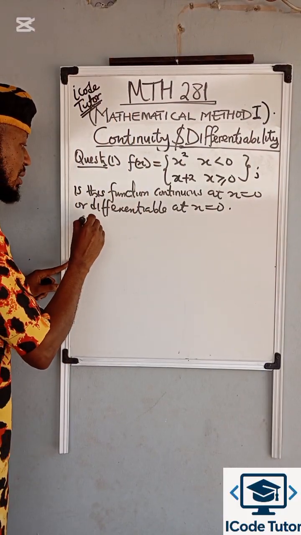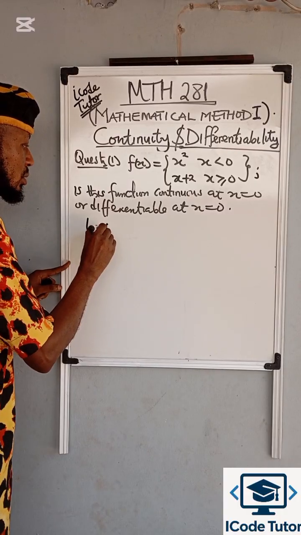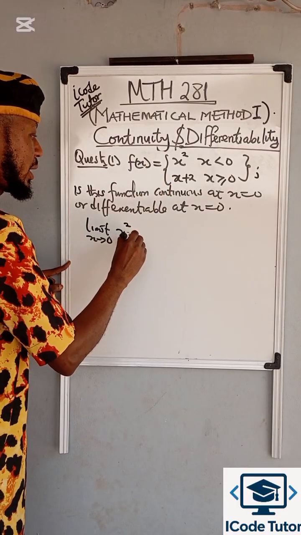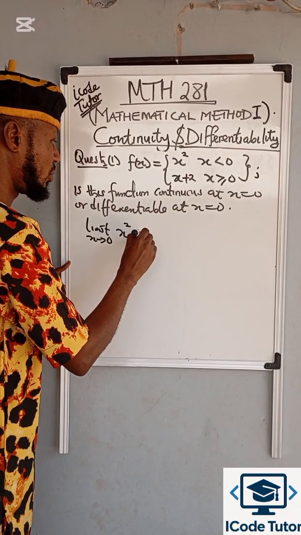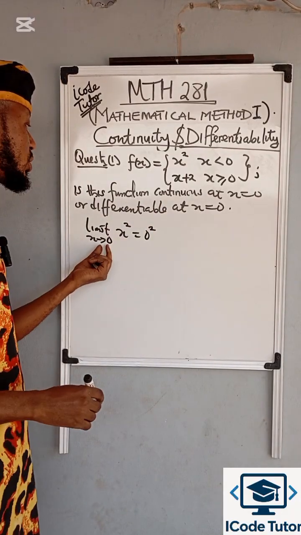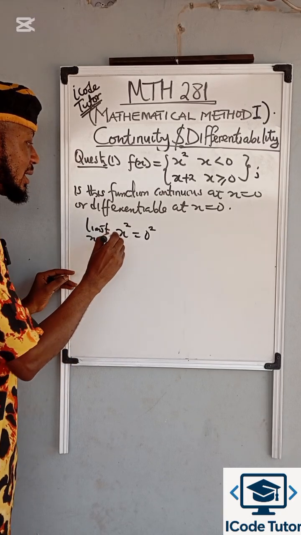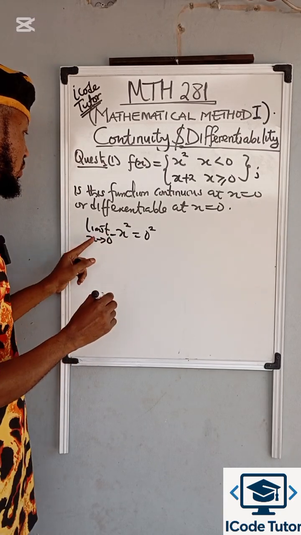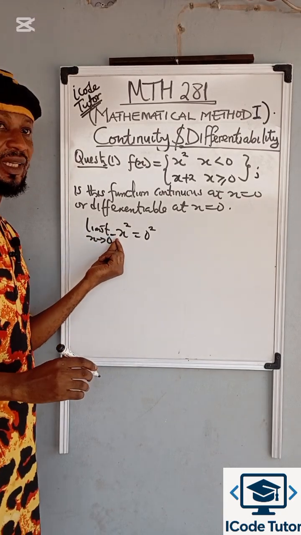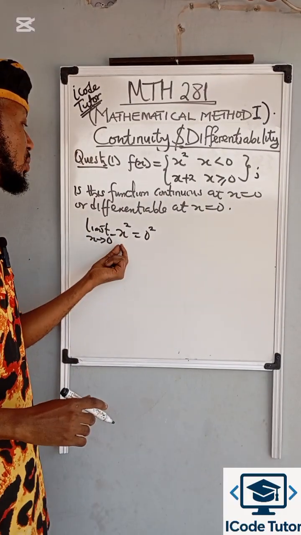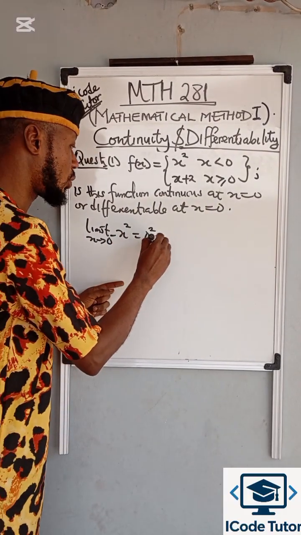Now this one will be the limit as x tends to 0 of x squared, which equals 0 squared. That means you are substituting the value of x here. Let's represent this one as the left side, that is, the limit as x tends to 0 from the negative side. We are having a left side and a right side. Now this one is 0 squared, which equals 0.